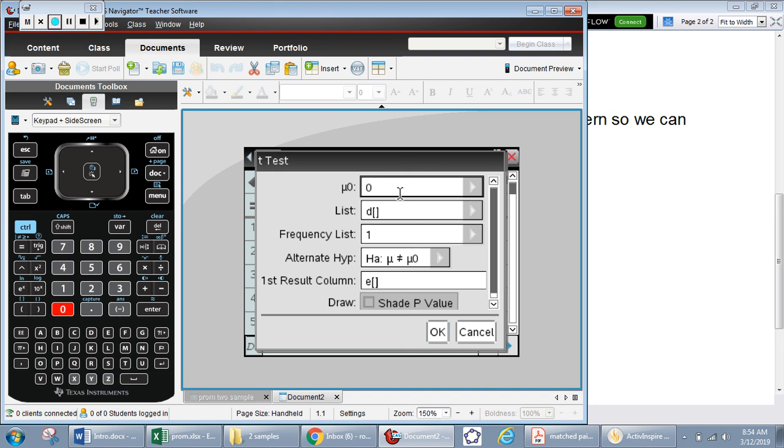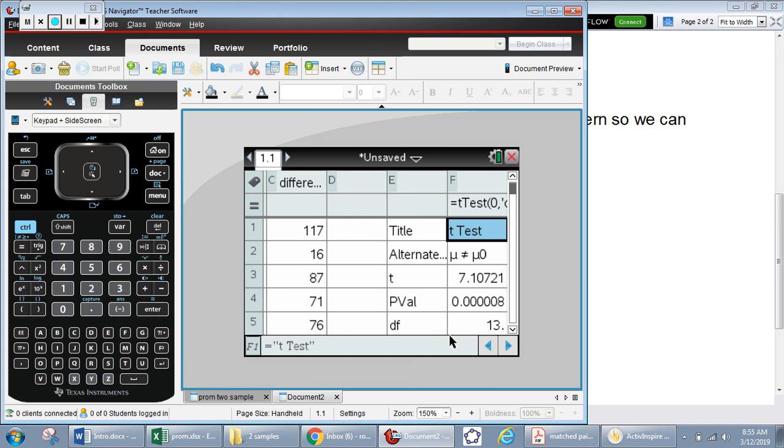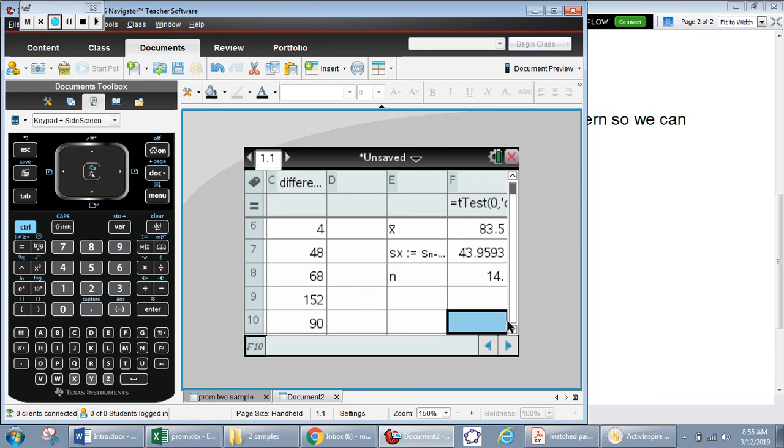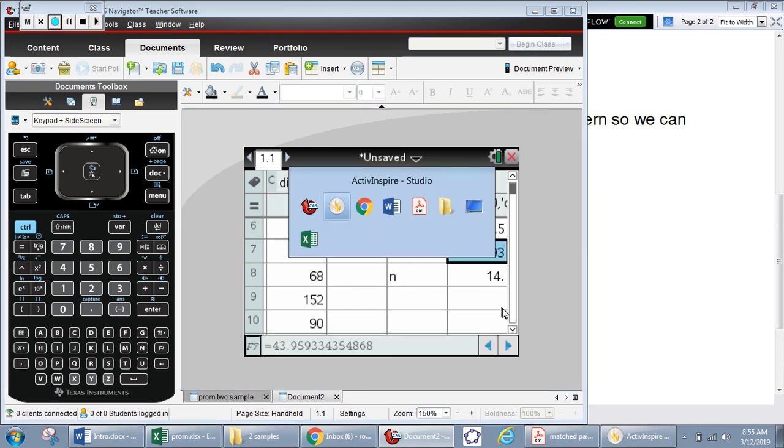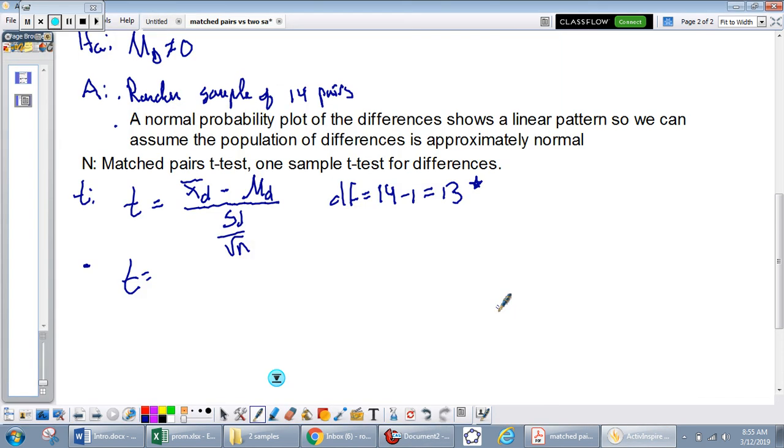Our null hypothesis was 0, and we had the list of the differences, and we want to prove that it's not equal to 0. There we go. Whoa, test statistic is 7. Whoa, p-value 0.008, and 13 degrees of freedom. Alright, 83.5, 44. Let's try to fill this in. So 83.5, and obviously that makes sense. Look how far away 83.5 is from 0. 44 over the square root of 14.